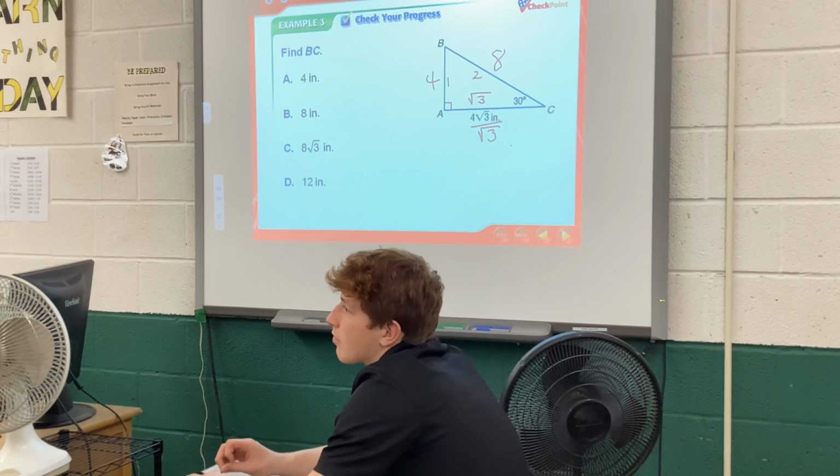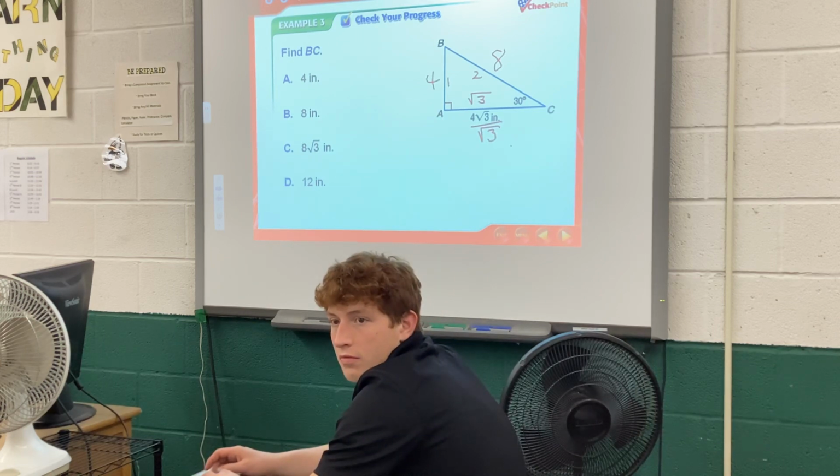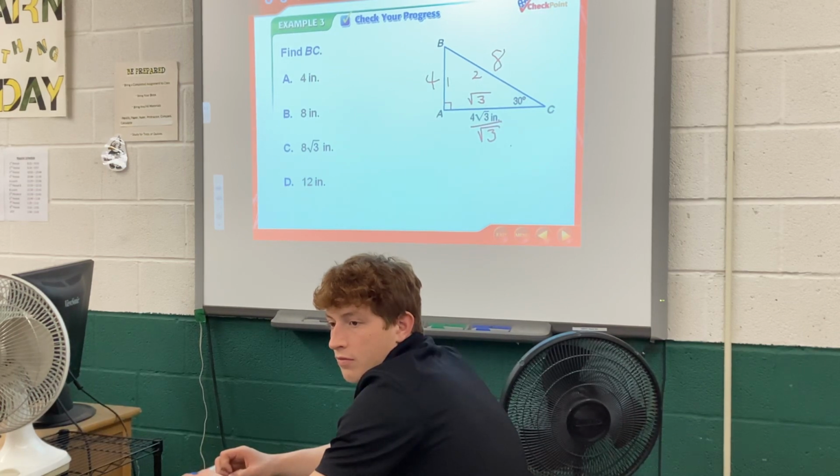Will all the ratios be like 45, 45, 90, and like 30, 60, 90? Or is there any difference? Yes, because they're special, okay? And when we get to the trig ones, sometimes there'll be these two and you can go back to this, but then you can always do trigonometry. But today, yes, they're going to be like this all the time. Everybody good?